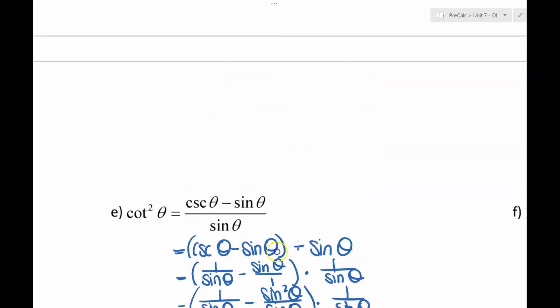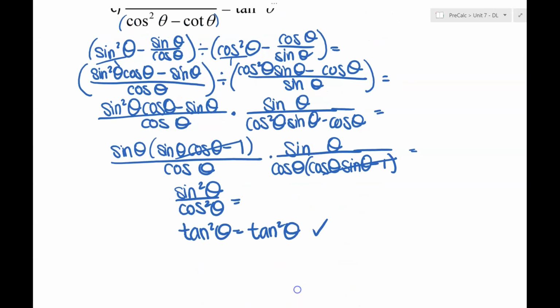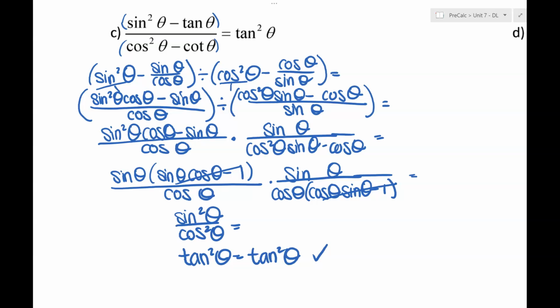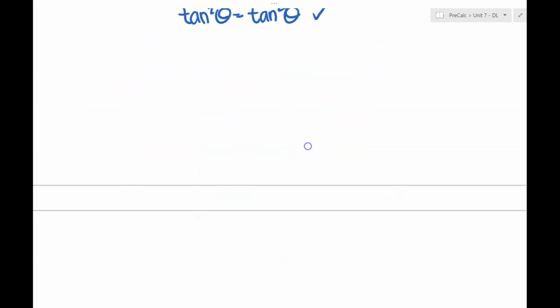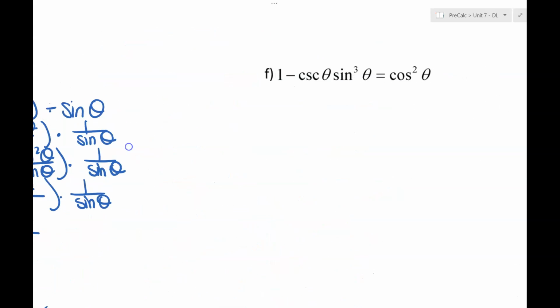I think for sure the weirdest one that you guys have seen was this guy, because it's like, where do I go? There's so many. It was easy. You just pull it apart, get common denominators, and go from there. All right, last but not least, ladies and gents, F.